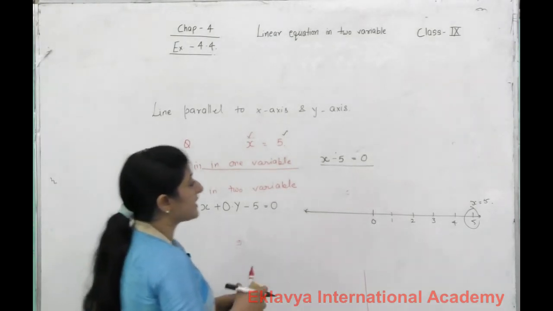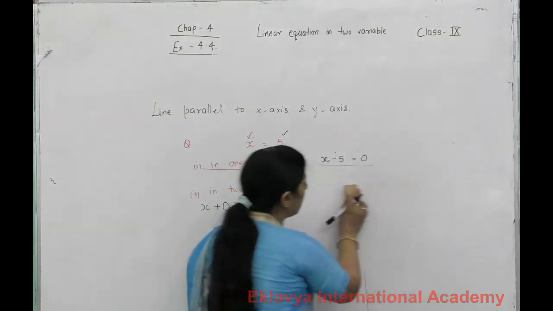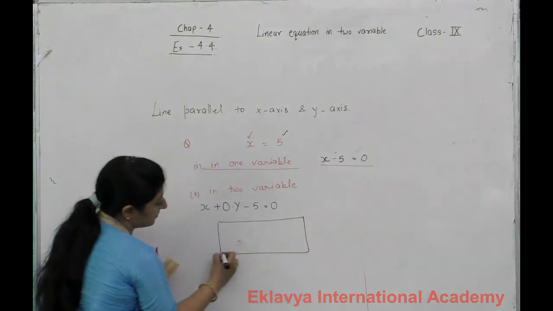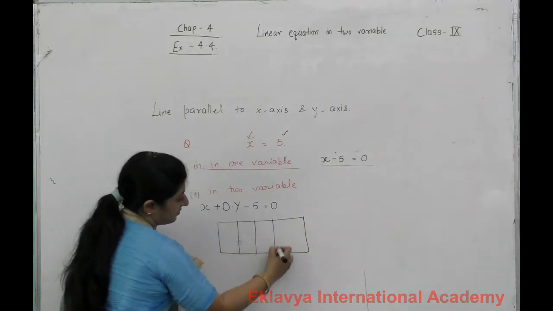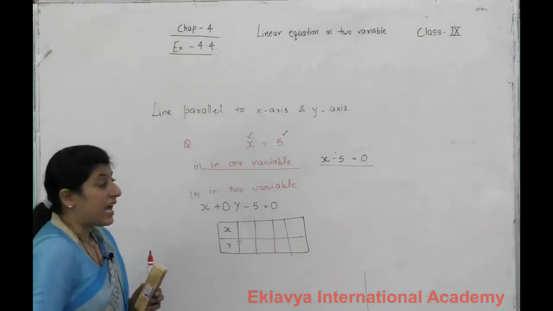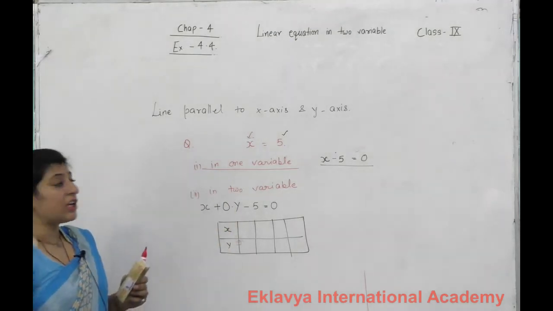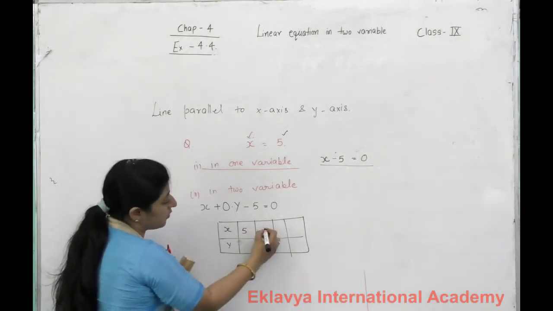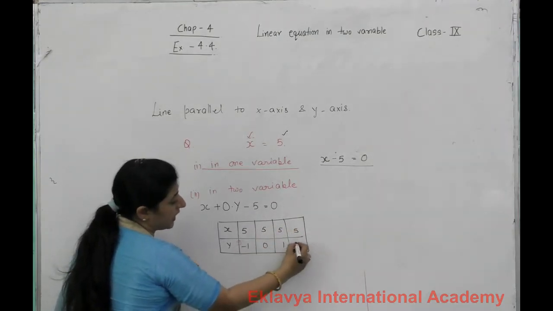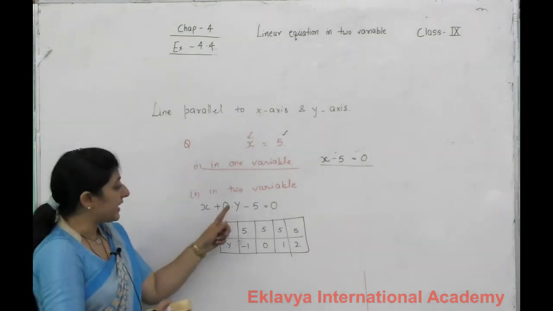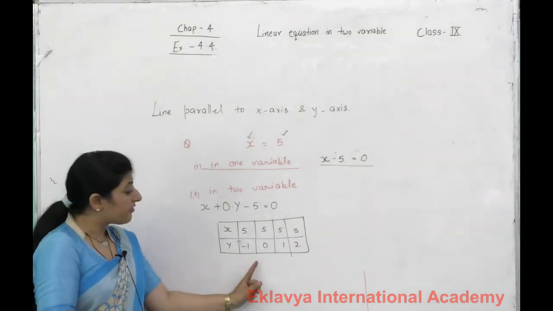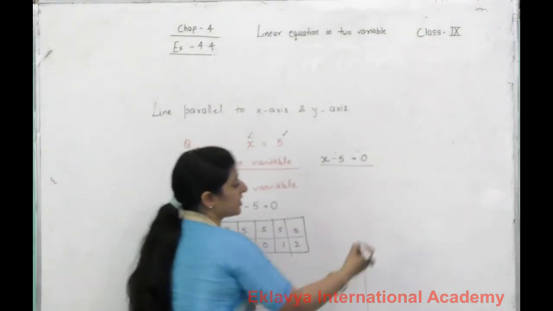Then how to represent it on the Cartesian plane? See, firstly see how to take the solutions of it. x is equal to 5. We can't change the value of x because it is constant, so it is always 5. The y value may be minus 1, 0, 1, 2. We can take any value of y, but we always get x is equal to 5. Now represent it on the Cartesian plane.